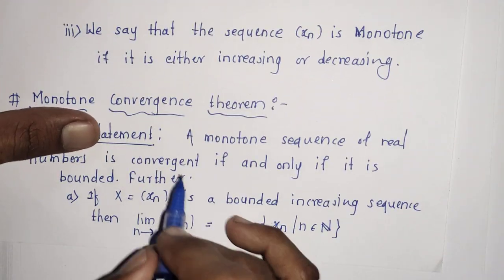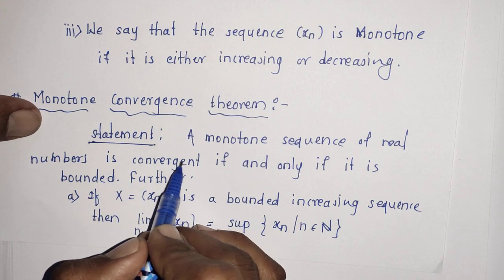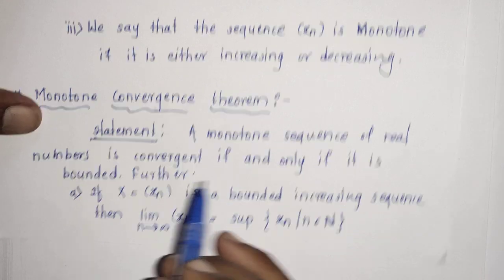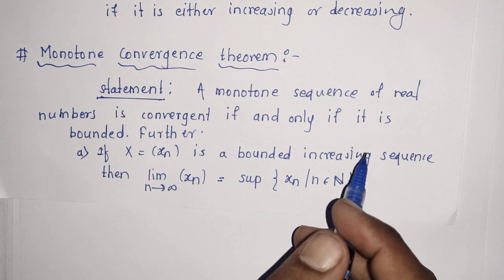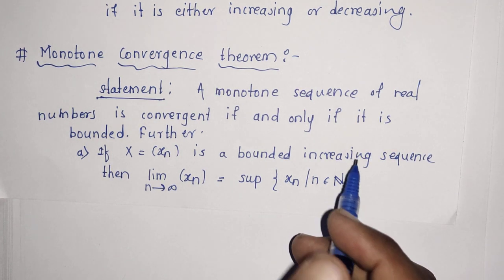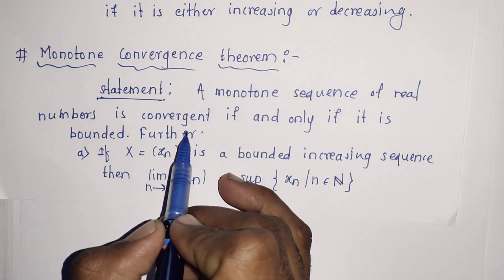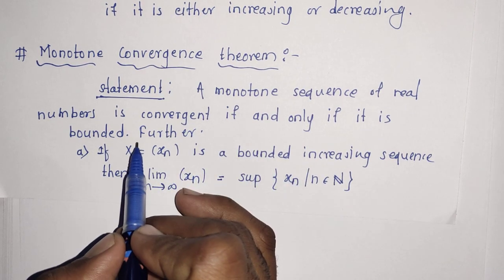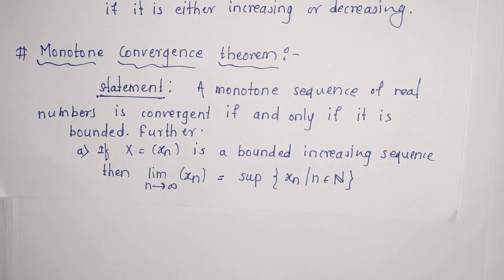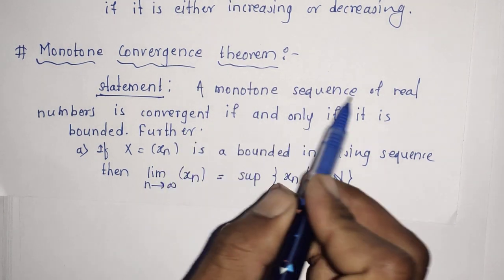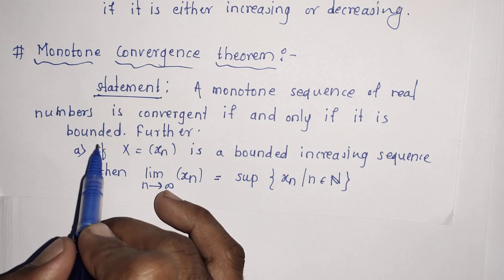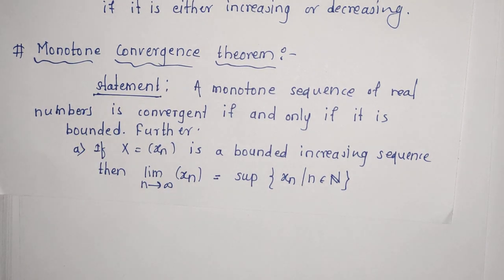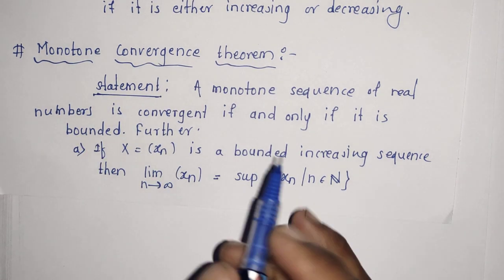The first part of the theorem is obvious: if you take a monotone sequence of real numbers which is convergent, then that sequence is obviously bounded. We have seen this result in the previous videos: every convergent sequence is bounded. So the first part is obvious, by using that result.